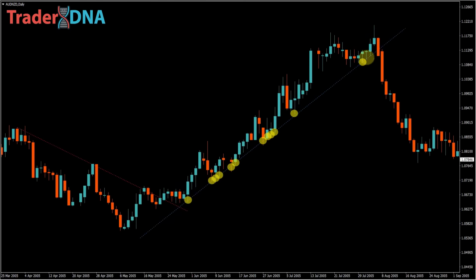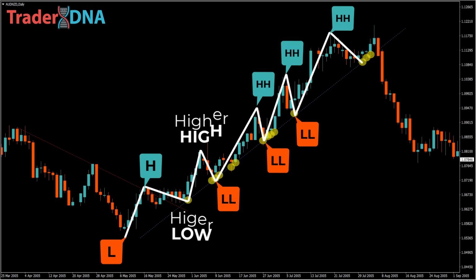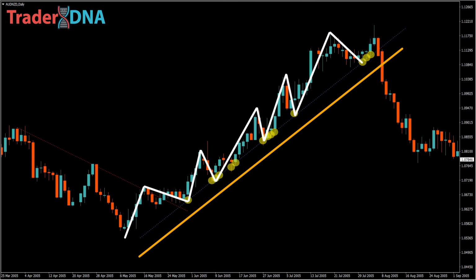Let's break that down with a real example. Take a look at this chart. Here we're clearly in an uptrend. The market is consistently forming higher highs and higher lows, a textbook sign that the price is moving upward with momentum. And because we're in an uptrend, we want to draw our trend line beneath the price action, not above it. The trend line should sit just below the rising price structure, acting as a dynamic level of support.